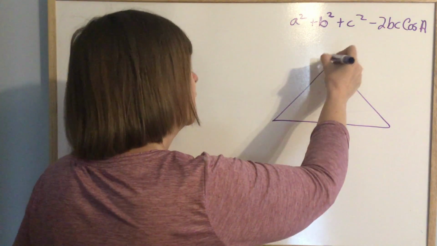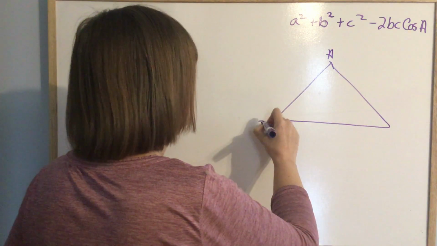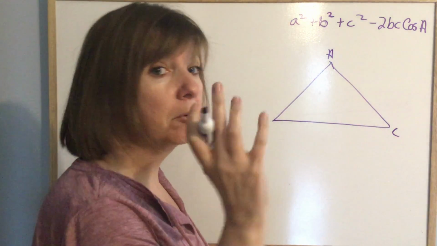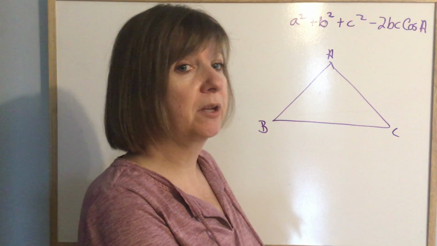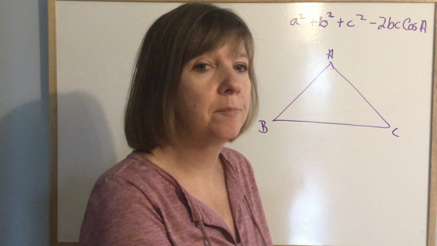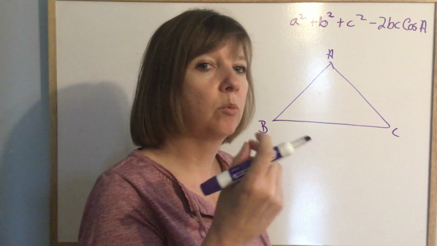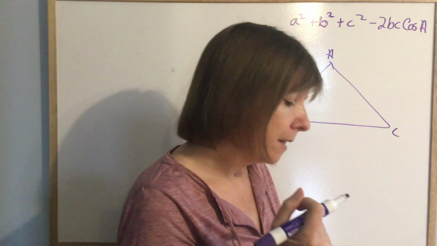I just draw a really simple triangle. And it doesn't matter where you put the A, where you put the B. I'm going to do ABC. This is probably nothing like what the picture actually is. It doesn't matter. I just need a visual of where are the angles and where are the sides.